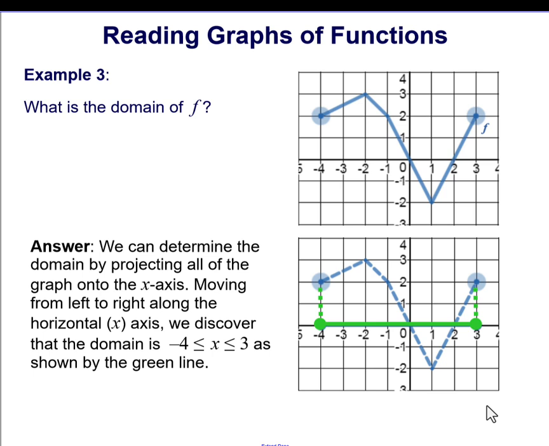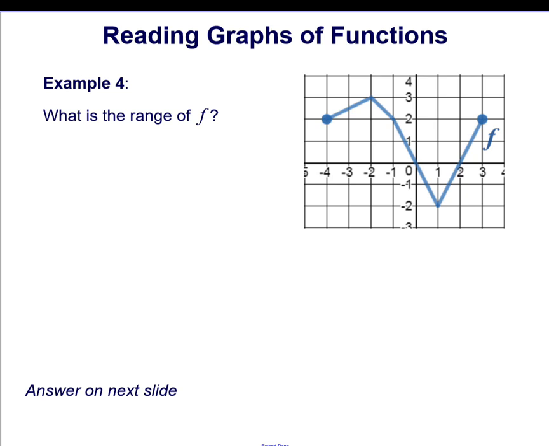If we look at the graph, starting at the far left x value, right here, and going along the x-axis, or horizontal axis, till we get to the other end of the graph, we see that the x values start at negative 4 and stop when we get to positive 3. And again, we are looking at just the x values. That's the domain.